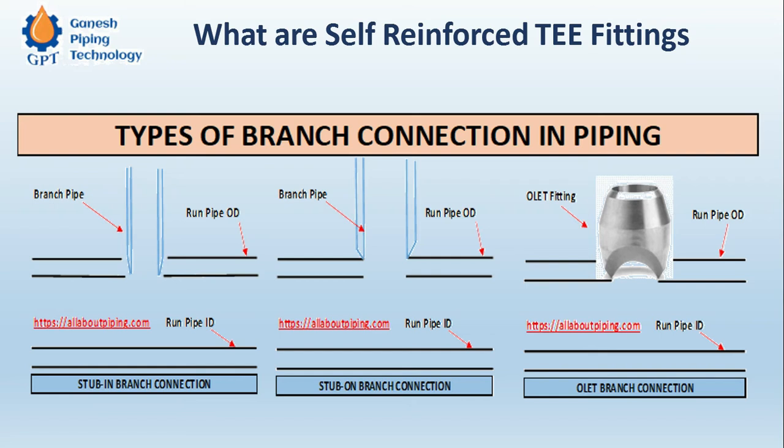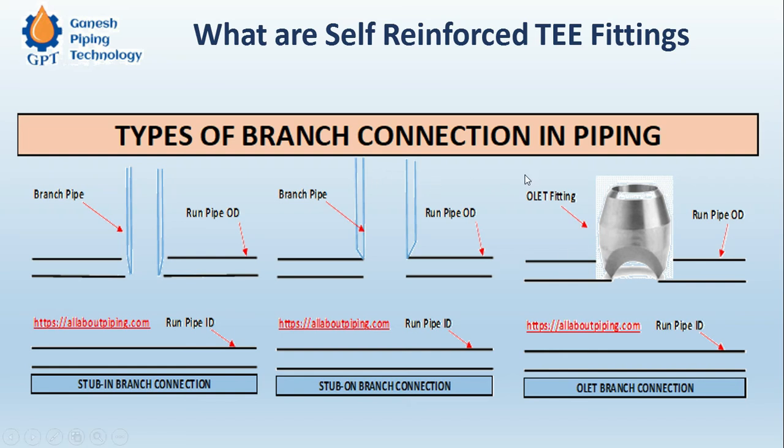So that is compensated by the fitting itself, and those fittings are called self-reinforced T fittings, and that is nothing but the OLEDs. So OLEDs are costly, but if you are using the OLED, then you are saving the time, because if you are not using it, then you have to go for RF pad calculation and then monitoring and all those things. So if you are using the OLED, you are saving the time, but of course there will be an additional cost because these fittings are very much costly. So those fittings are costly, but if you want to save the time, then you have to go with the OLEDs. So that's the bottom line.